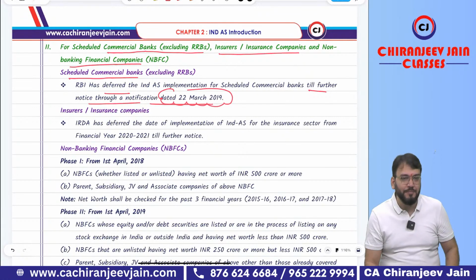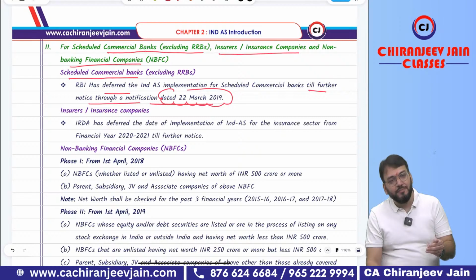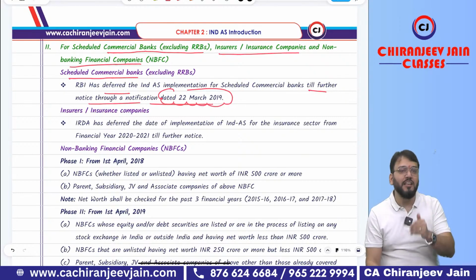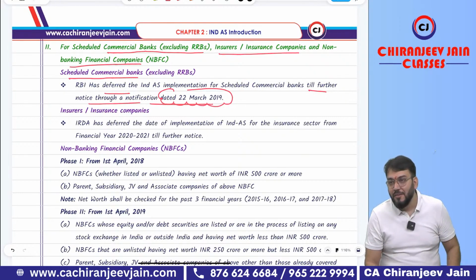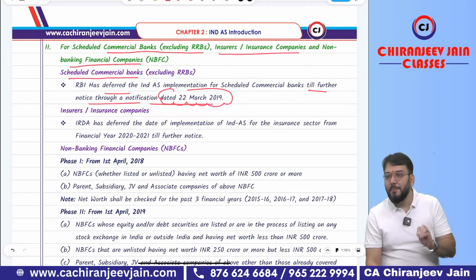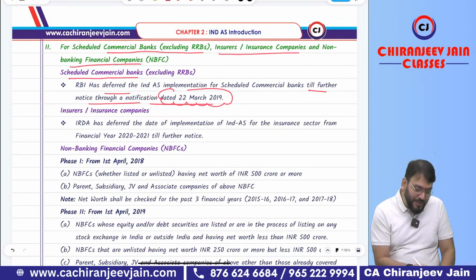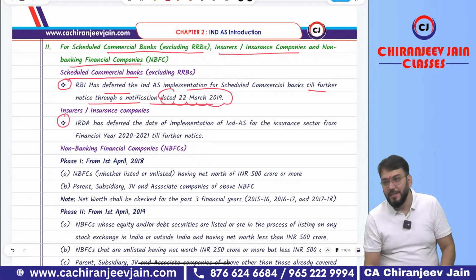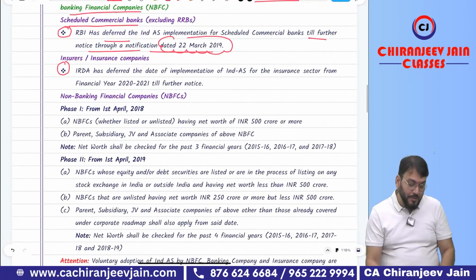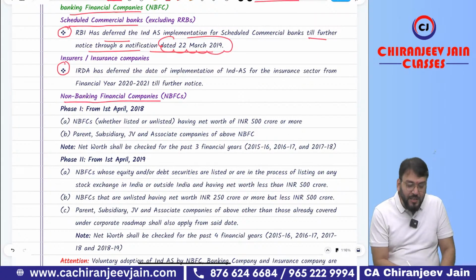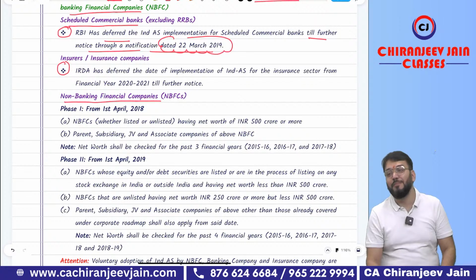Similar to insurance companies. Initially, as per the roadmap given by the rules, to insurance companies it was applicable from 1st April 2019. Then it was deferred. Until now, it has not been implemented. It means Ind AS is not applicable to insurance companies also. Insurance company and banking company, Ind AS is not applicable. Got this point? Have you understood this point? Yes, sir. Now coming to non-banking financial companies, because for NBFC we do not have any specific act.